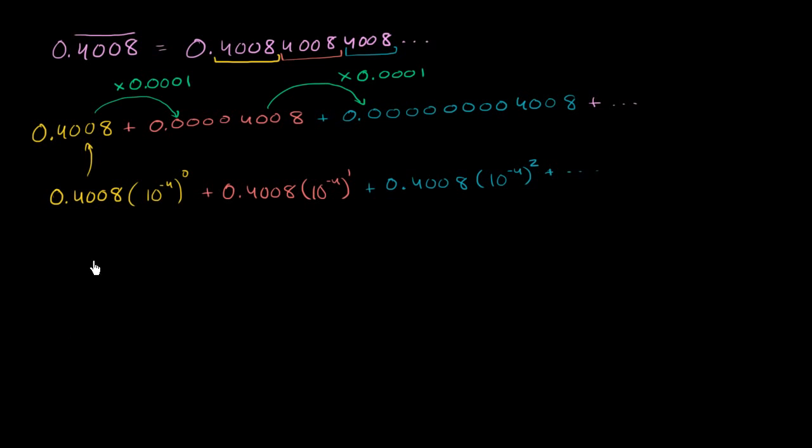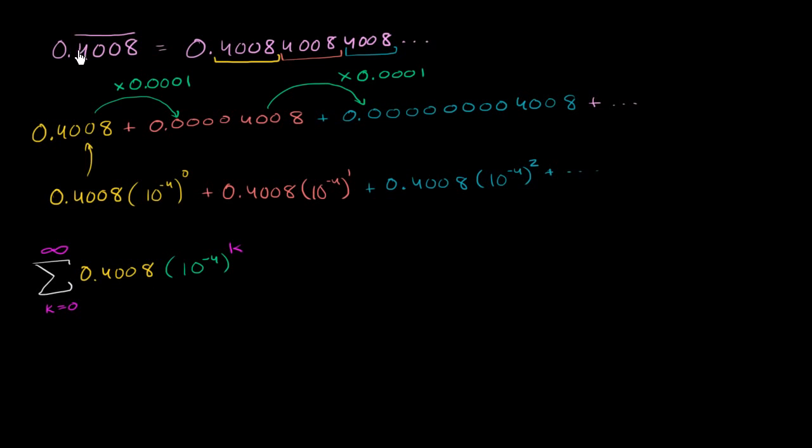And if we wanted to write that out with sigma notation, we could write this as the sum from k equals 0 to infinity of, well, what's our first term going to be? It's going to be 0.4008 times our common ratio, which we could write out as either 10 to the negative fourth or 0.0001. I'll just write it as 10 to the negative fourth, to the kth power. So the next interesting question, now that this can clearly be represented as a geometric series, is, well, what is this sum?